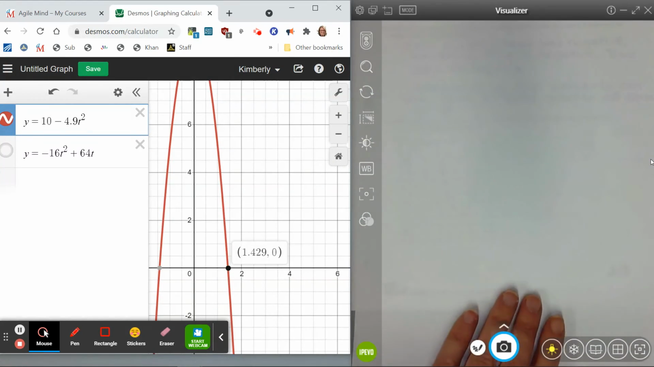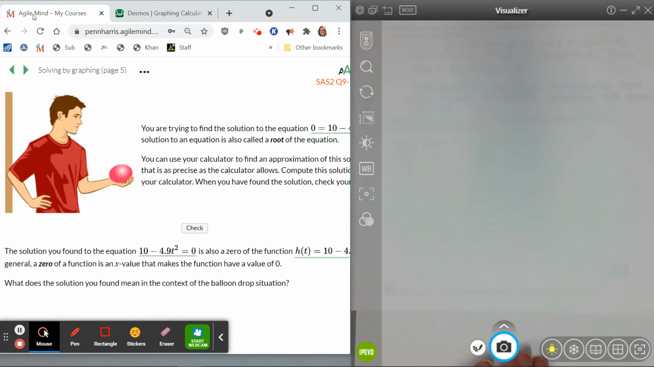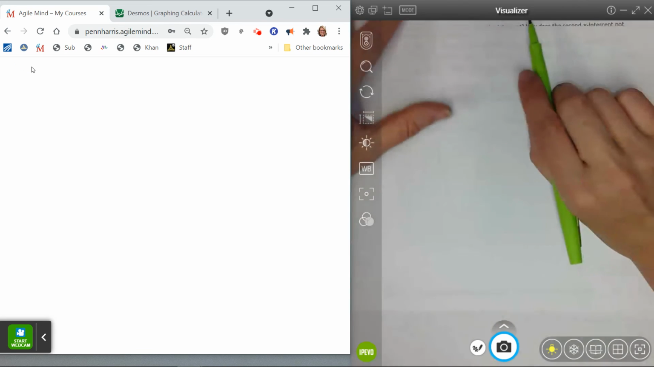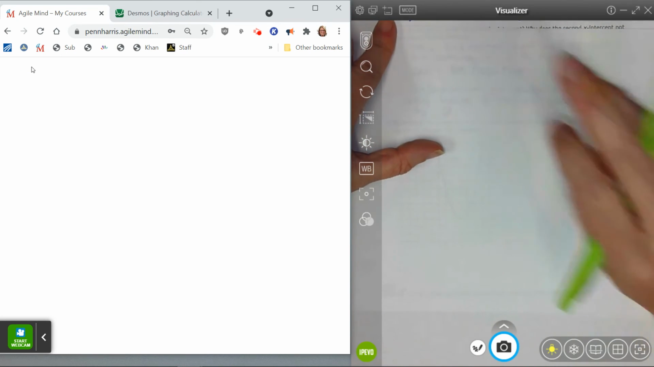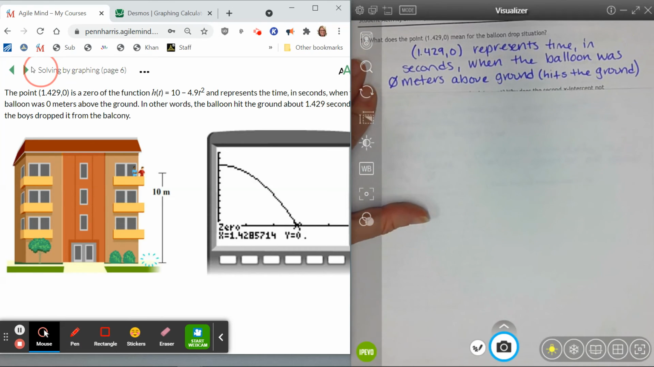Okay, so let's take a look at question 11 now. What does this point mean for this specific situation? Okay, this point represents the time in seconds, 1.429 seconds, when the balloon was 0 meters above the ground, meaning when it hits the ground.